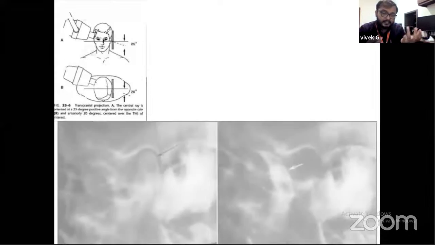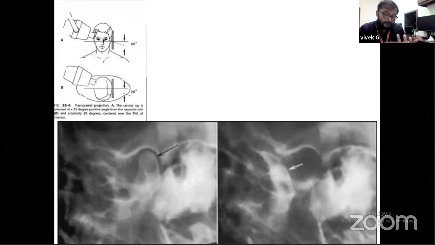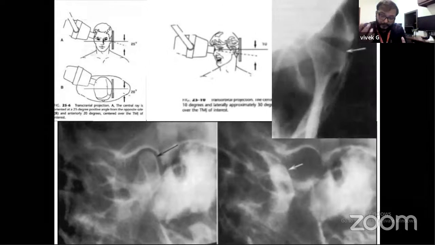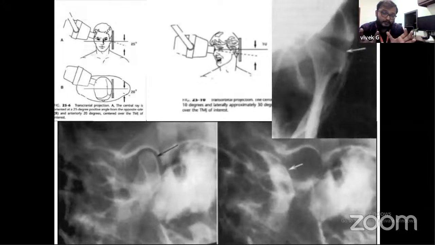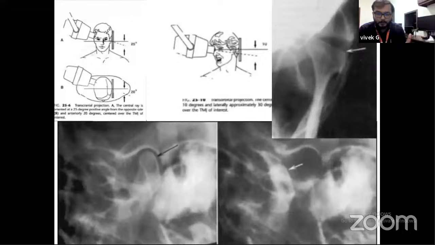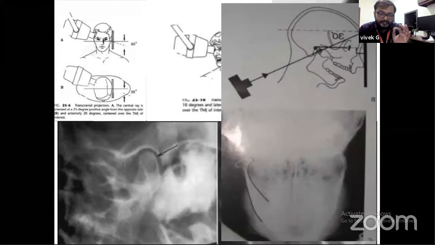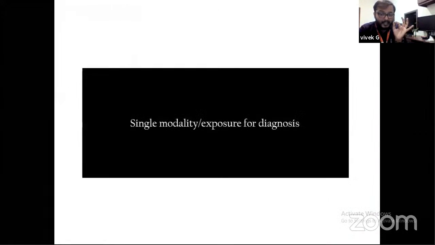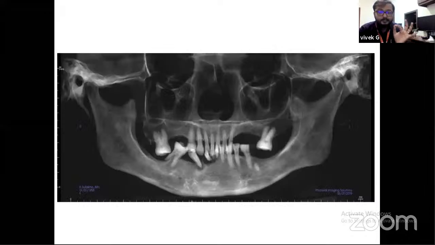Now, when we talk about panoramic radiograph, as oral medicine radiologists, we take so many X-rays for TMJ. That is, we take transpharyngeal, transcranial mode, transorbital mode, all for visualizing the TMJ, and it is still not visualized properly. But what we need is a single modality and a single exposure for diagnosis of TMJ.